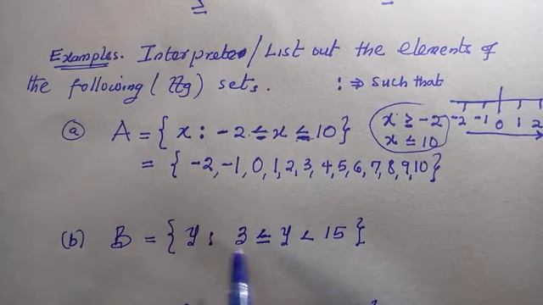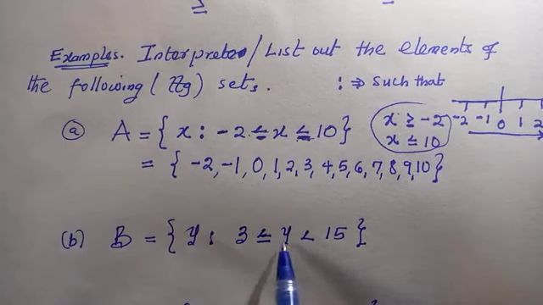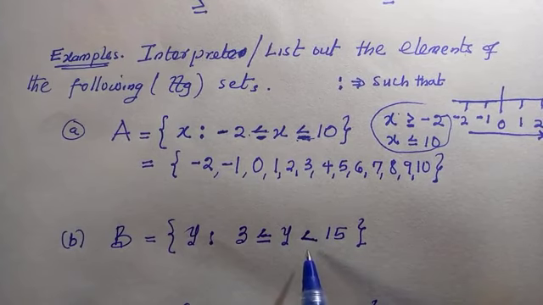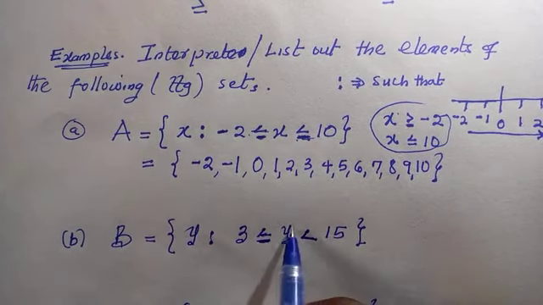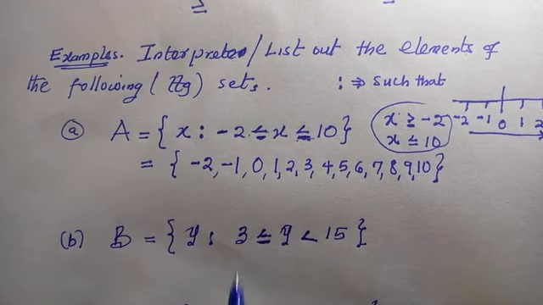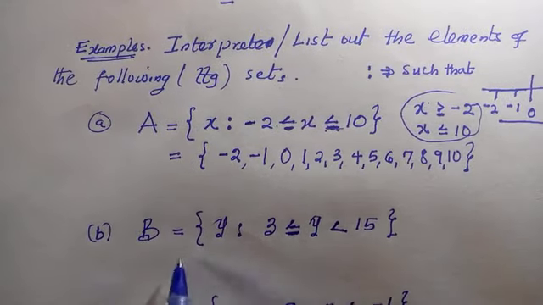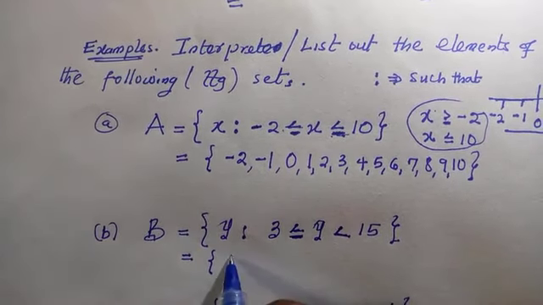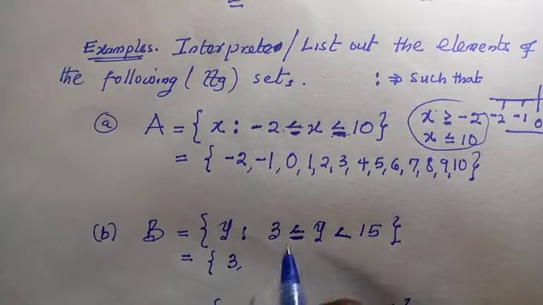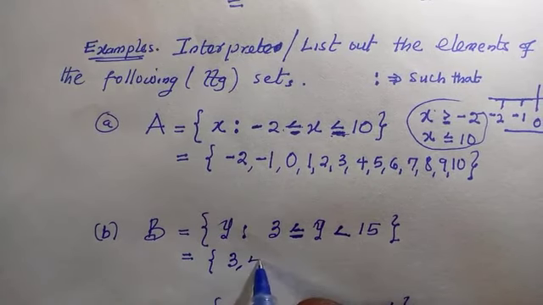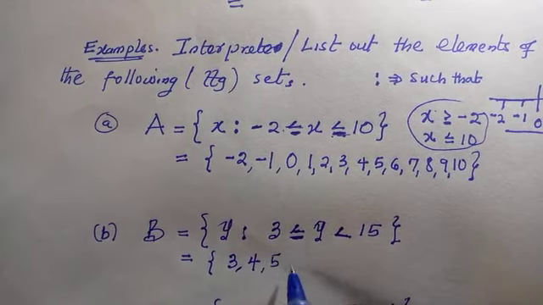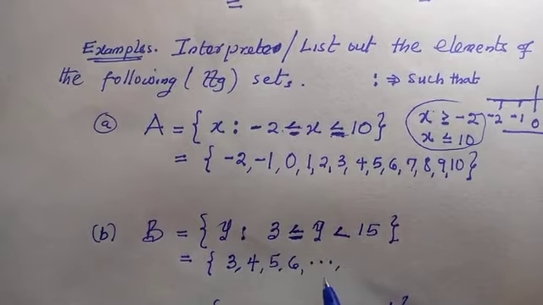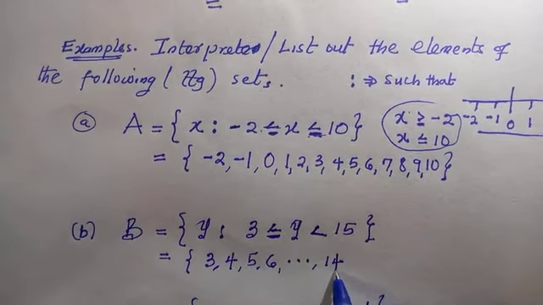And let's see the second example. We have 3 less than or equal to y less than 15. What differentiates the first and the second equation is that the first one has equality, the second one does not have an equality sign. How can we interpret it? It means that y itself can also be 3, and y can be 4, y can be 5, and that's how it will keep going till it reaches, can you guess? Till it reaches 14.